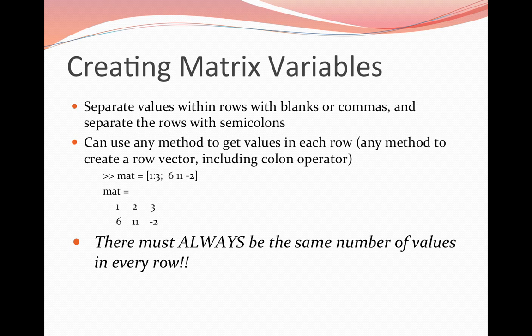You can use any method that you could use to create a row vector in order to get the values in each row. For example, you could use the colon operator. Here's an example in which I'm creating a matrix variable mate that has the values 1, 2, 3, created by the colon operator in the first row, and 6, 11, negative 2 in the second row. One thing that's very important is that you always have to have the same number of values in every row of a matrix. If you try to do something else, you'll simply get an error message.